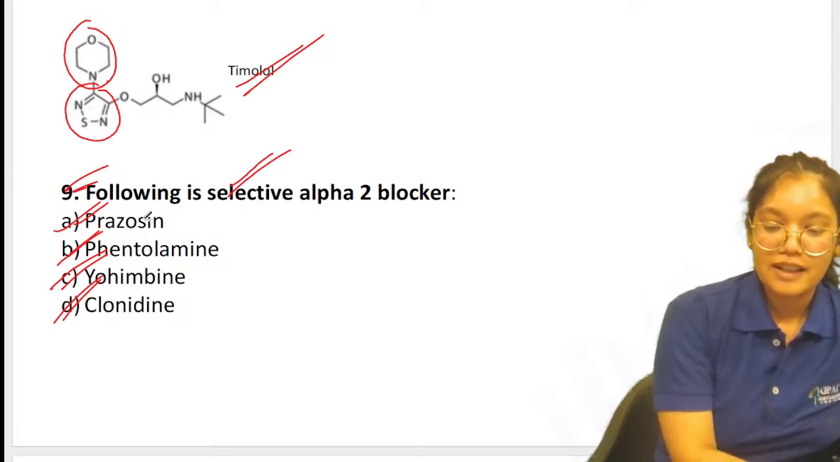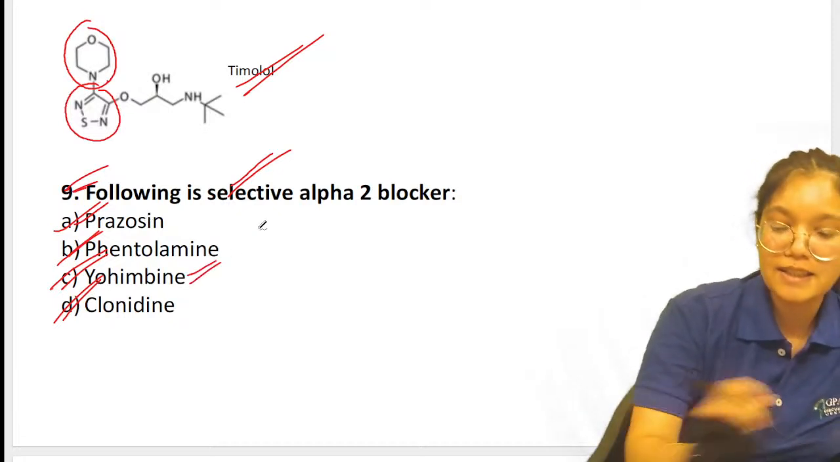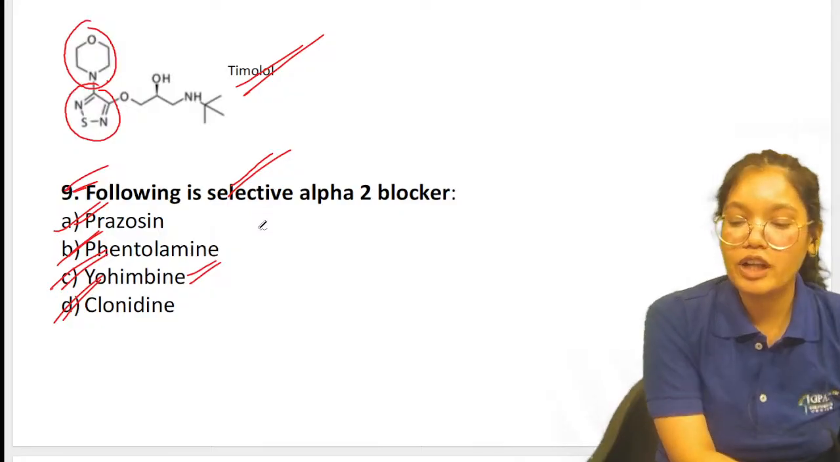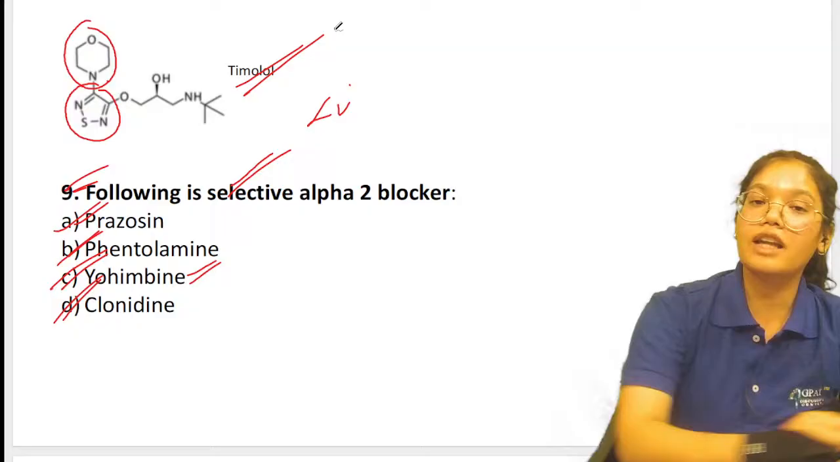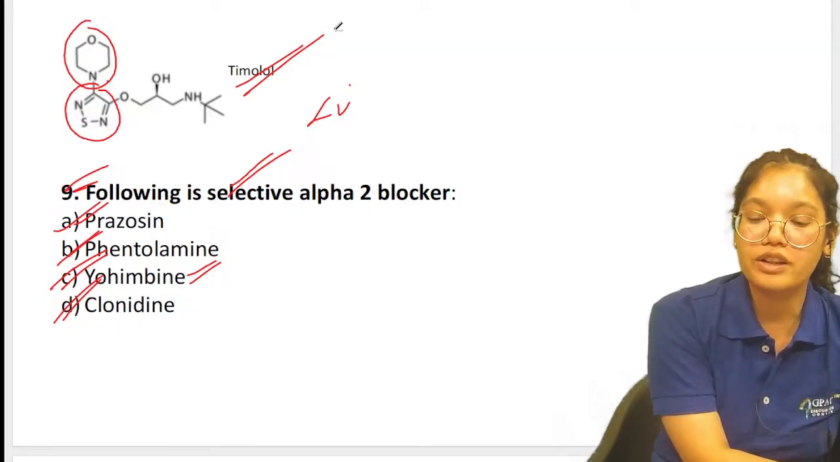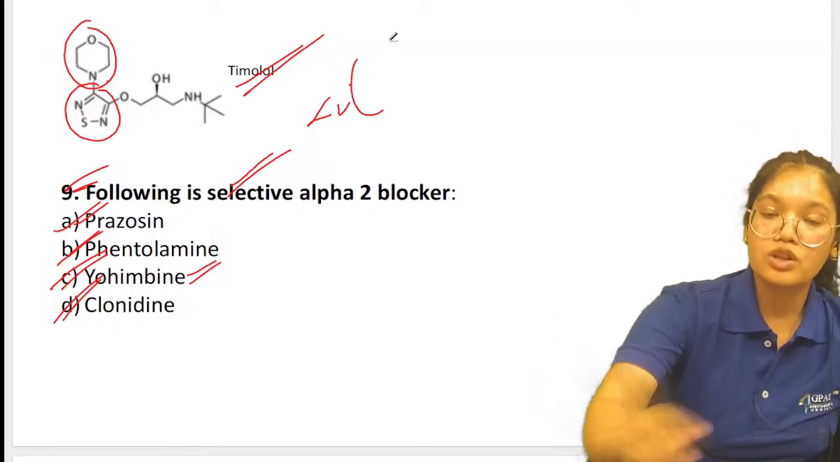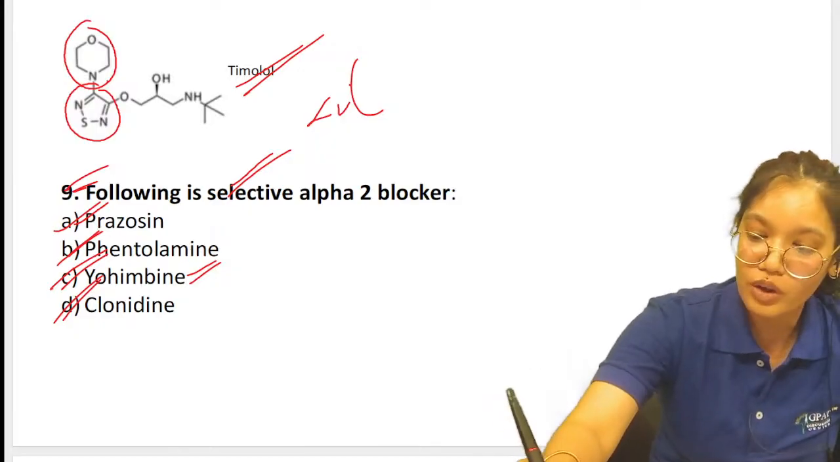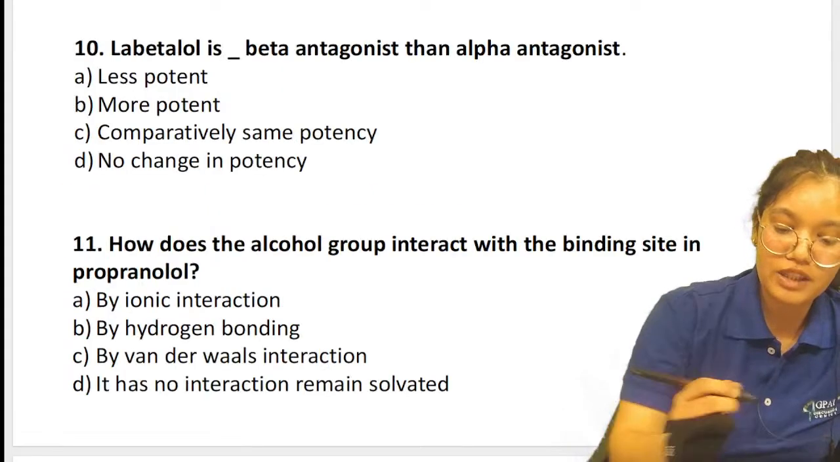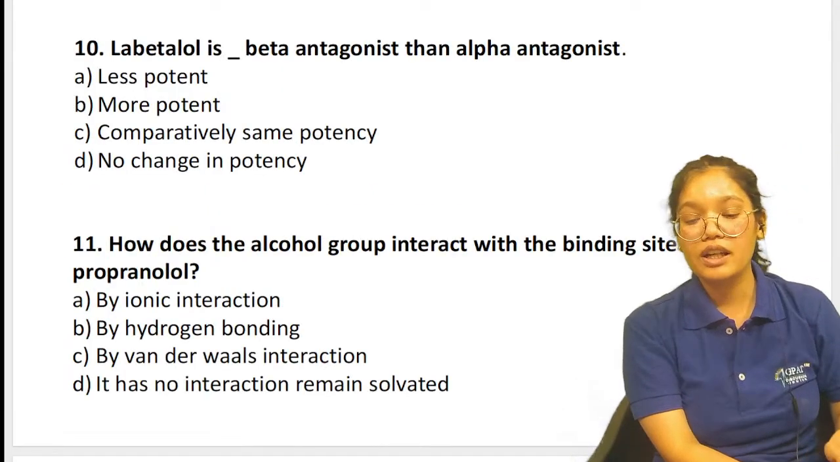Yes, Ankita, the answer is third, the yohimbine. You are correct. Yohimbine is the alpha-2 selective blocker. That is a naturally found drug that is used for erectile dysfunction. Okay. So, yohimbine. Now, let's move forward to the next question.